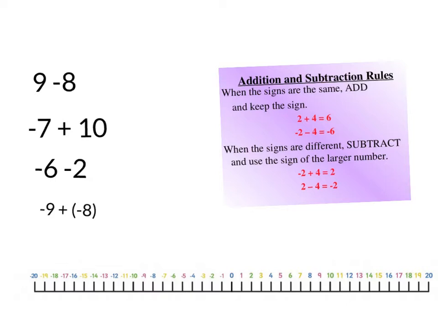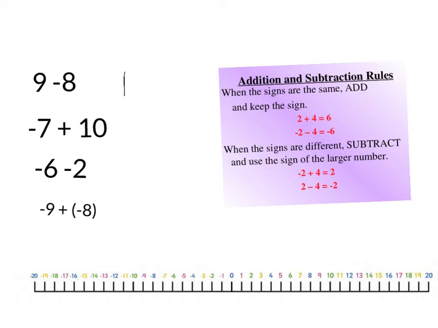All right, so first things first, let's have a look at 9 minus 8. So we'll start at 9 and minus 8. 1, 2, 3, 4, 5, 6, 7, 8 would put you at 1. And we know that 9 minus 8 equals 1.